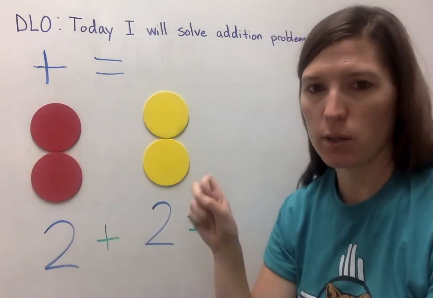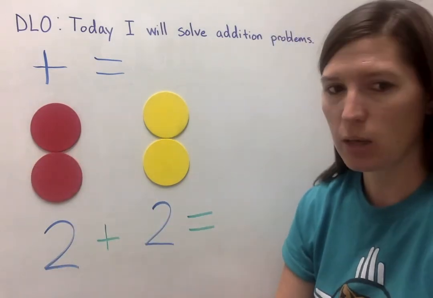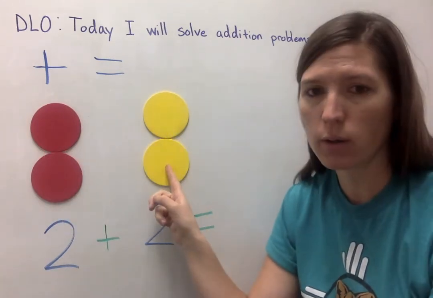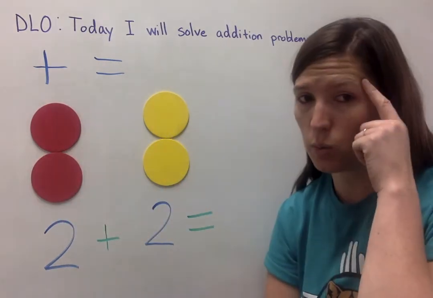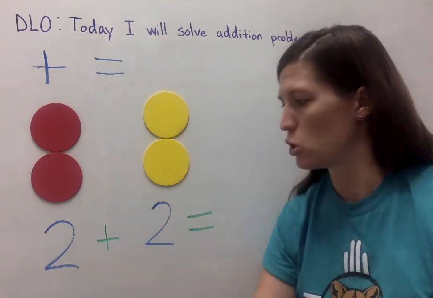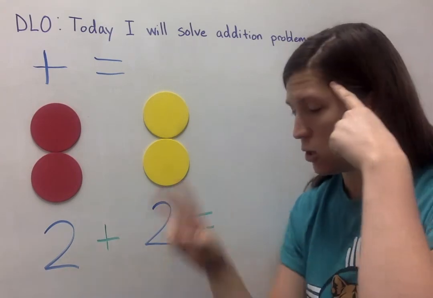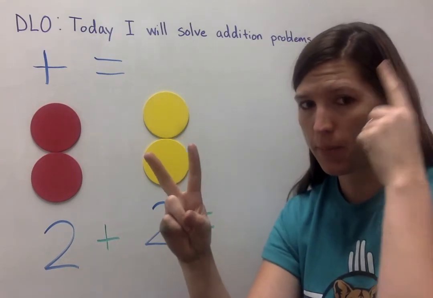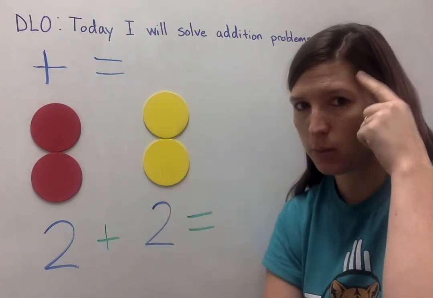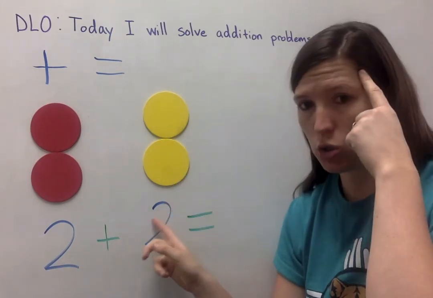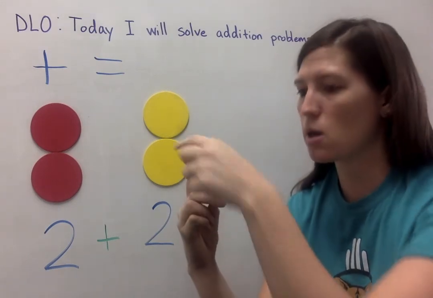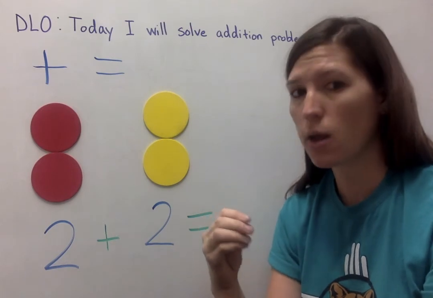Let's count them all together. Let's try that strategy. How many animals all together? 1, 2, 3, 4. Now, let's try and use it with our head and counting up. 2 and 2 are equal, so just pick 2 in your head, 2 in your hand. Let's count up. 2, 3, 4. One more time. 2 in your head, 2 in your hand. Let's count up. 2, 3, 4. How many animals? 4.